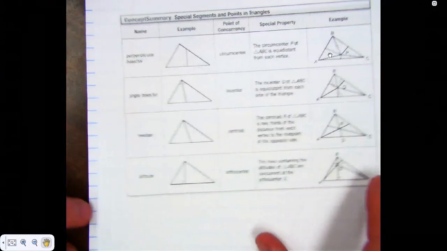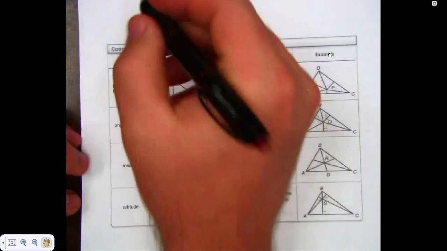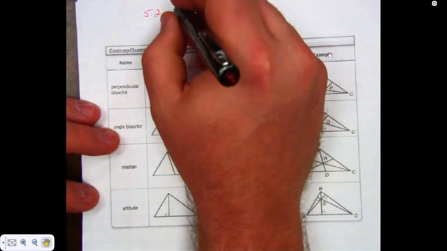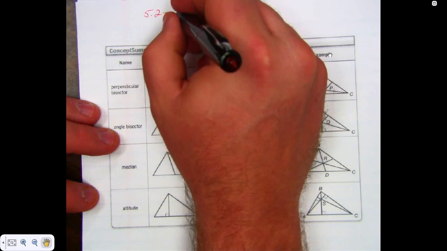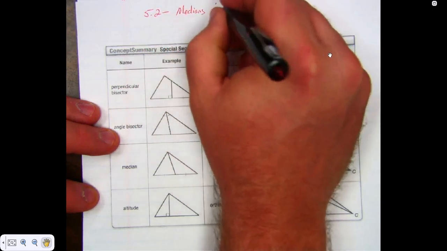Your notes. Top of them, what is the label of this section? It is 5.2. And it's Constructing Medians and Altitudes. We're going to go with medians and altitudes.